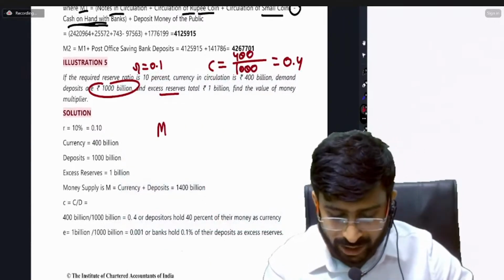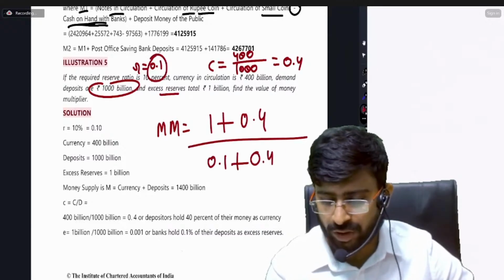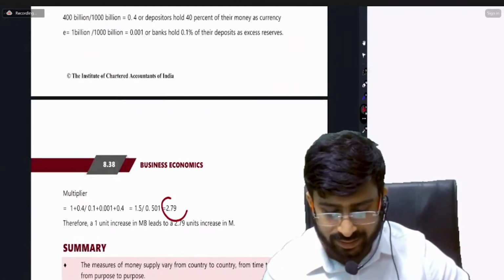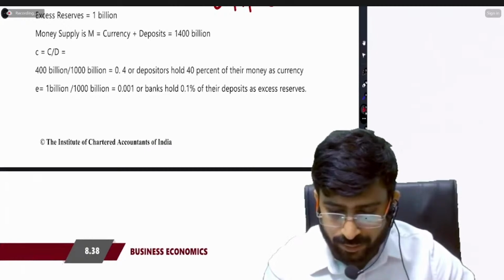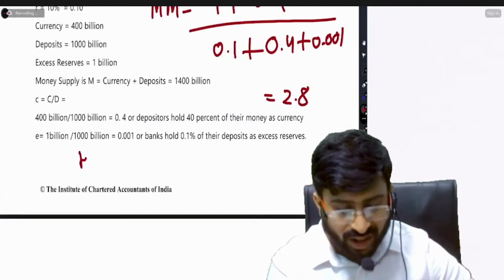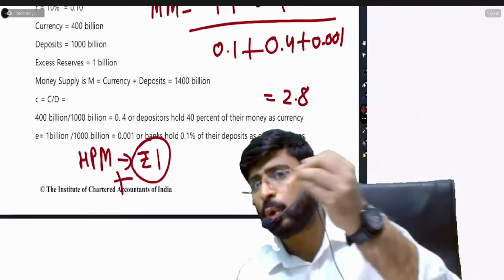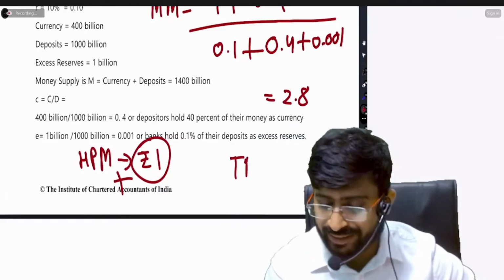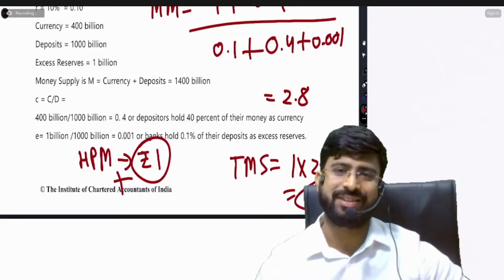That is what I am saying. So money multiplier equals to what? 1 plus C is 0.4, by R is 0.1, plus C is 0.4, plus E is 0.001. Bas compute it. So you are getting somewhere around 2.8. So it means if high powered money increases by rupees 1, then the total money supply is going to increase by 1 into 2.8, that is by 2.8 rupees, that is 2.8 times of that. Is that crystal clear, guys?